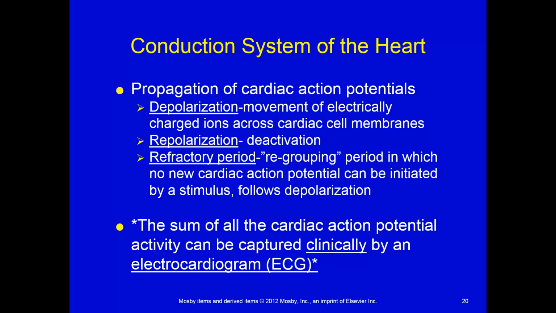So moving forward, the node's ability to electrically activate the muscle cells and actually make the muscle contract is depolarization, right? We talked about that already at the beginning of the semester, but that is truly what depolarization is. Depolarization is the movement of electrically charged ions, potassium and sodium, across the cardiac cell membrane, which creates the electrical activity, which creates that action potential.